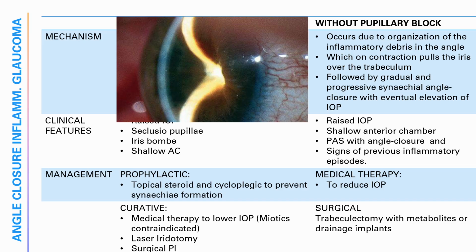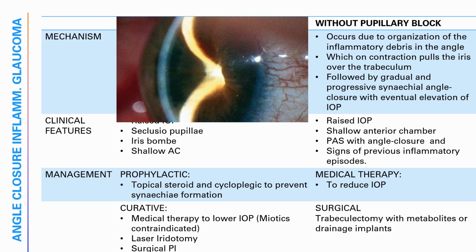Coming to without pupillary block, the mechanism of IOP development in this is that it occurs due to organization of inflammatory debris in the angle, and this forms a fibrovascular membrane which on contraction pulls the iris over the trabeculum, and this leads to gradual and progressive synechial angle closure with eventual elevation of IOP.